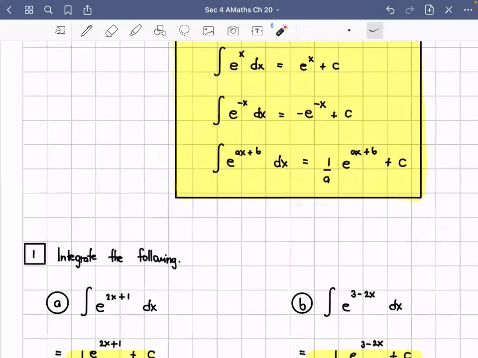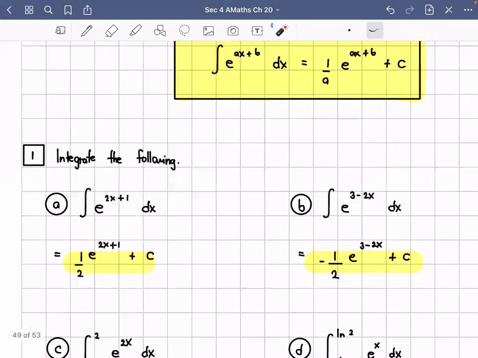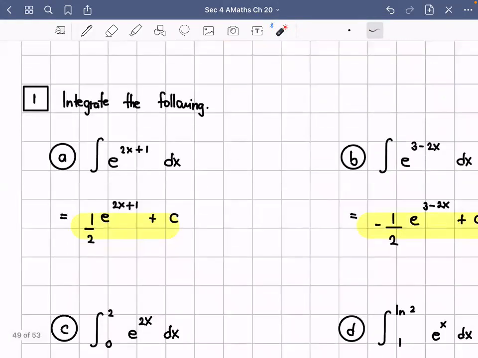Okay, so let's integrate exponential functions. Let's have letter A. What is the antiderivative of e raised to 2x plus 1? So what happens here? 2 is your coefficient. What happens with 2? It becomes a fraction, 1 over 2. Then just write this thing again, and that's your answer. We just added 1/2 in front of e. Okay, so that's A.